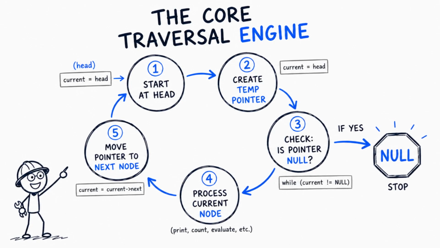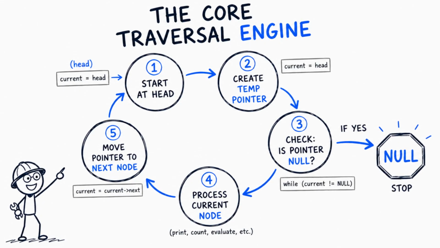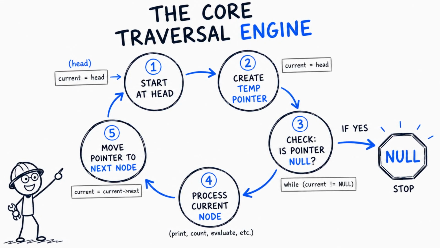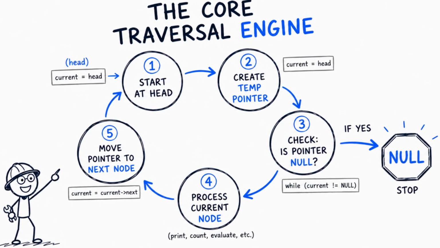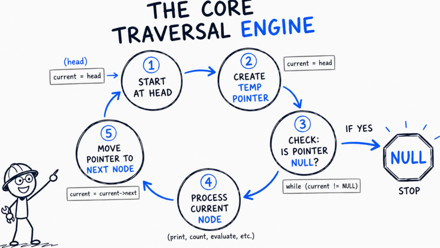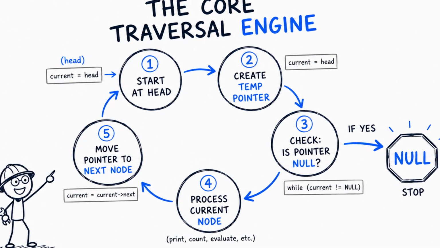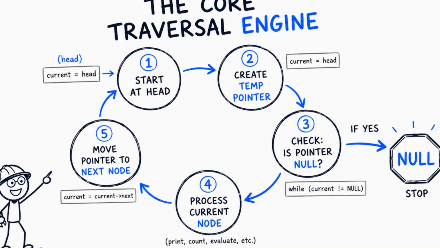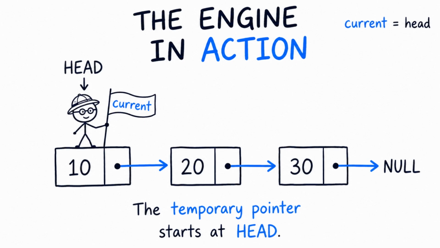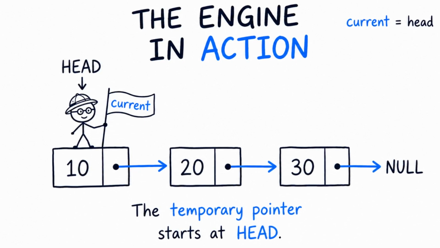The core traversal engine. So let's build the engine that powers through this memory. It runs on 5 non-negotiable steps. Step 1. Start at the head. Step 2. Create a temporary pointer. Step 3. Check if that pointer is null. Step 4. Process your current node. And step 5. Move the pointer to the next node. This engine will continuously loop over and over until it hits the very end of the list.